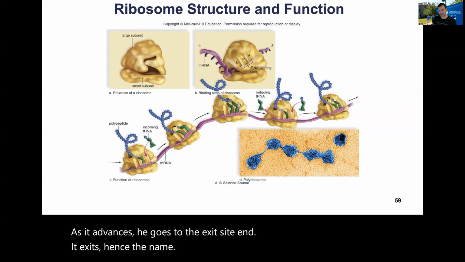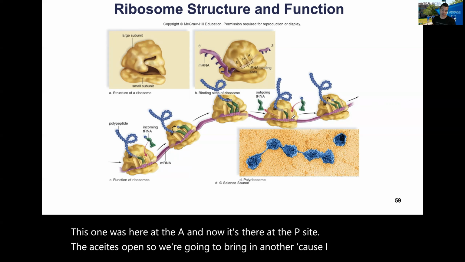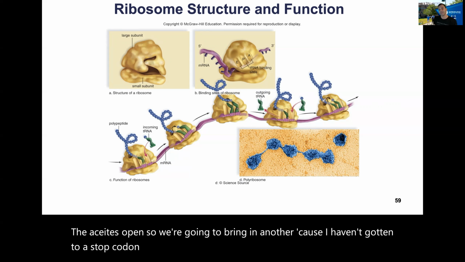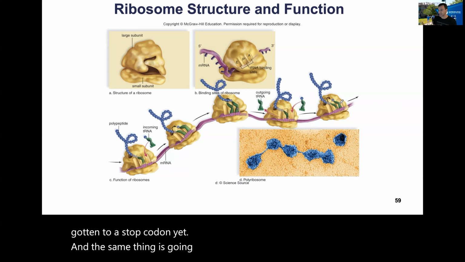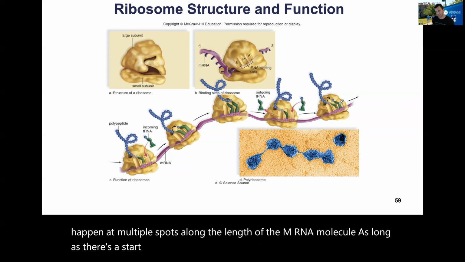This one was here at the A, and now it's there at the P site. Well, the A site's open, so we're going to bring in another because I haven't gotten to a stop codon yet. And the same thing is going to happen, and this continues. This can happen at multiple spots along the length of the mRNA molecule, as long as there's a start codon there.